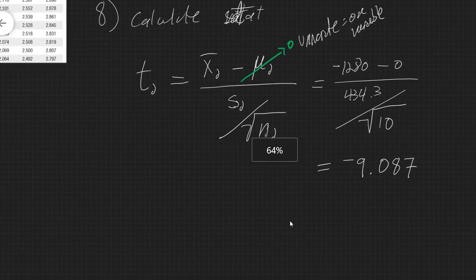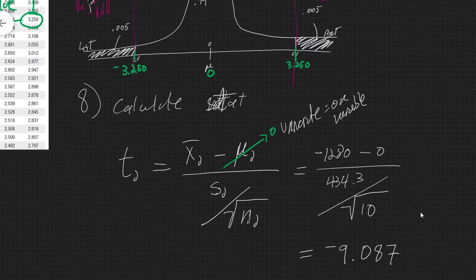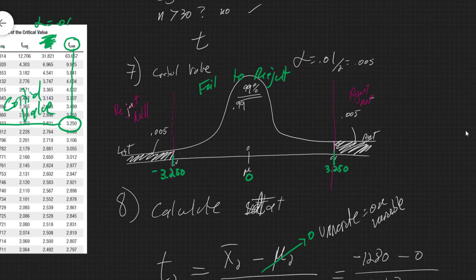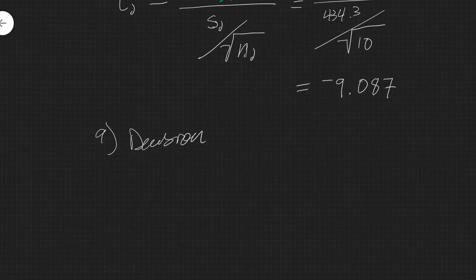Step number 9, make a decision. Do we reject or not reject the null hypothesis? Negative 9.08 is going to be over here somewhere. Negative 9.08 is going to be way out there. We therefore are going to reject the null hypothesis. Let's be patient. This decision is to reject the null hypothesis.